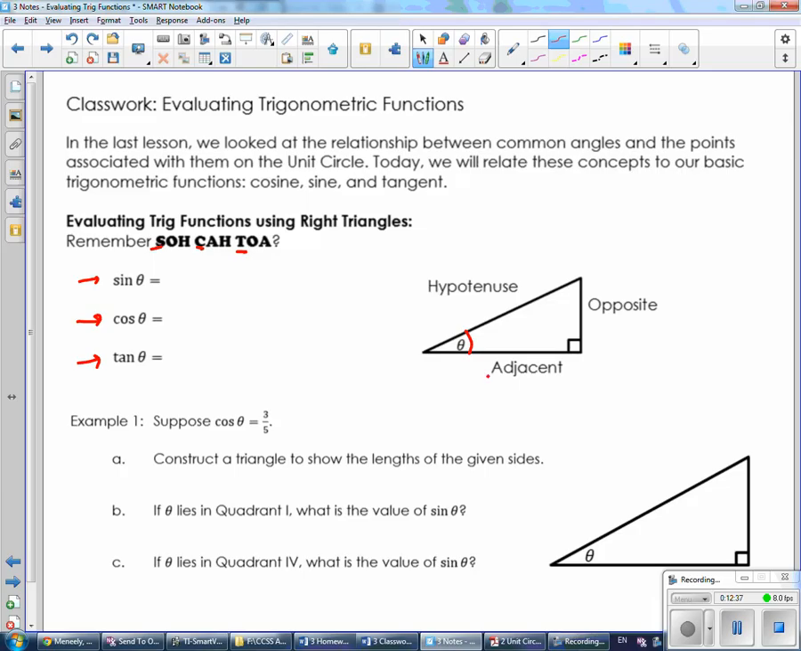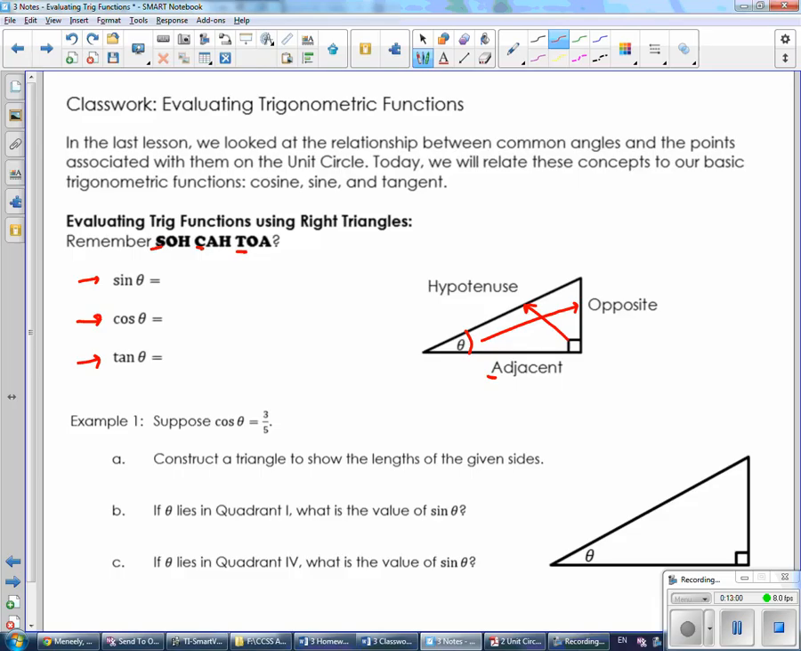So A is your adjacent side. It's always going to be the side that is next to theta that is not your hypotenuse. The opposite side is always going to be the side that is opposite theta, and your hypotenuse is always going to be the side that is opposite the right angle. It's important that you recognize which side is which, because it does matter and it will change your answers if you're incorrect.